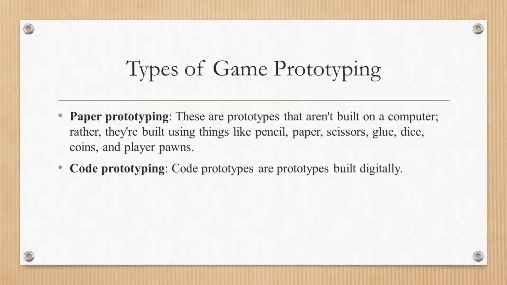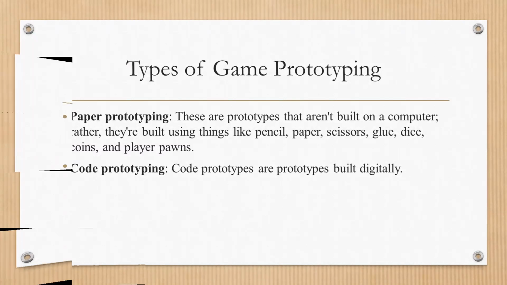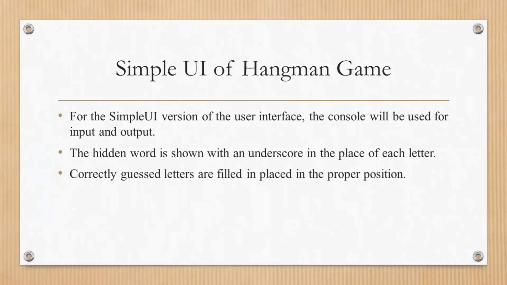There are various types of game prototyping. One is paper prototyping, and the other is code prototyping. In paper prototyping, they are built using pencil, paper, scissors, glue, coins, and player pawns. Whereas in code prototyping, we can build the prototype digitally. Today in the Hangman game, there will be 3 types of prototypes: using a simple user interface, using a swing user interface, and a gallows user interface.